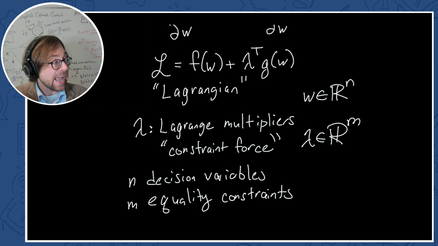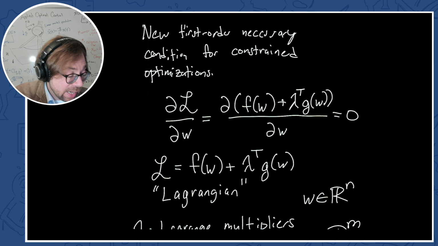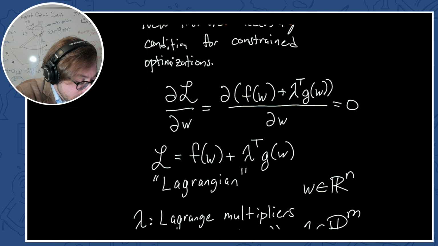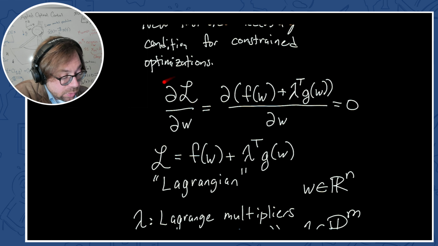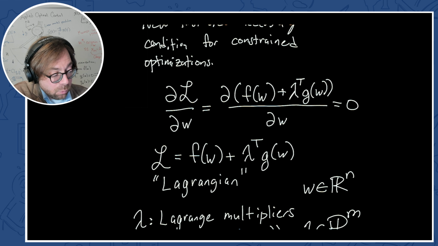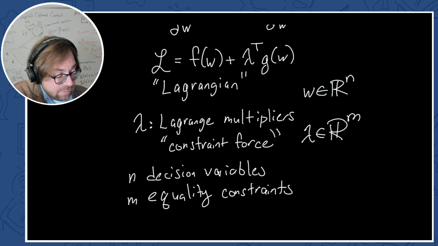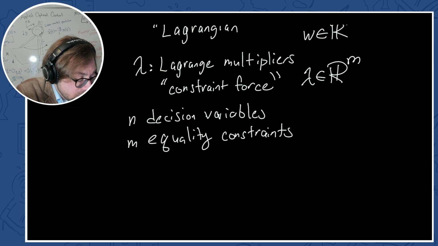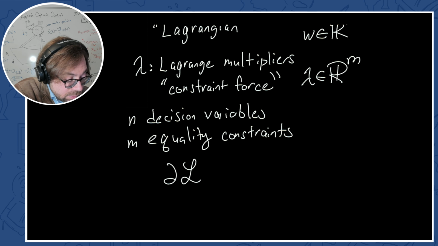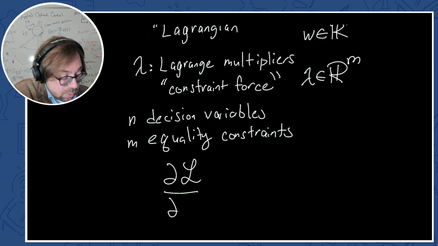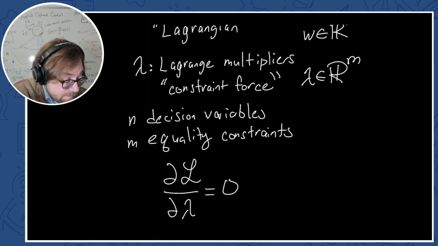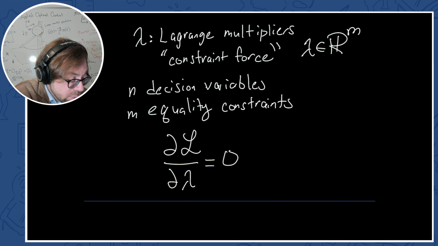However, when you add these constraints, these Lagrange multipliers, it's not enough that the derivative of your Lagrangian is equal to 0 with respect to your decision variables. Also, the derivative of your Lagrangian with respect to your Lagrange multipliers must be equal to 0. So you actually have two conditions here. I'm going to write them both next to each other.